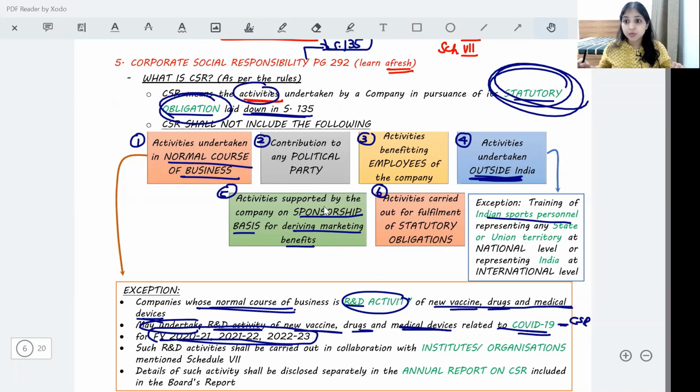Number 2, contributions to political party, not considered as CSR. Number 3, activities which benefit just the employees of the company, not considered as CSR. Number 4, activities which are undertaken outside India, not considered as CSR. But an activity to train Indian sportsmen outside India, representing states at the national level or representing our country at the international level, even though the training is outside India, will be considered as CSR activity. Number 5, any activity done on sponsorship basis so that you can get marketing or advertising benefits, not considered as CSR. And lastly, anything you do because some law is asking you to do it, anything you do because of a statutory obligation, will not be considered as CSR.